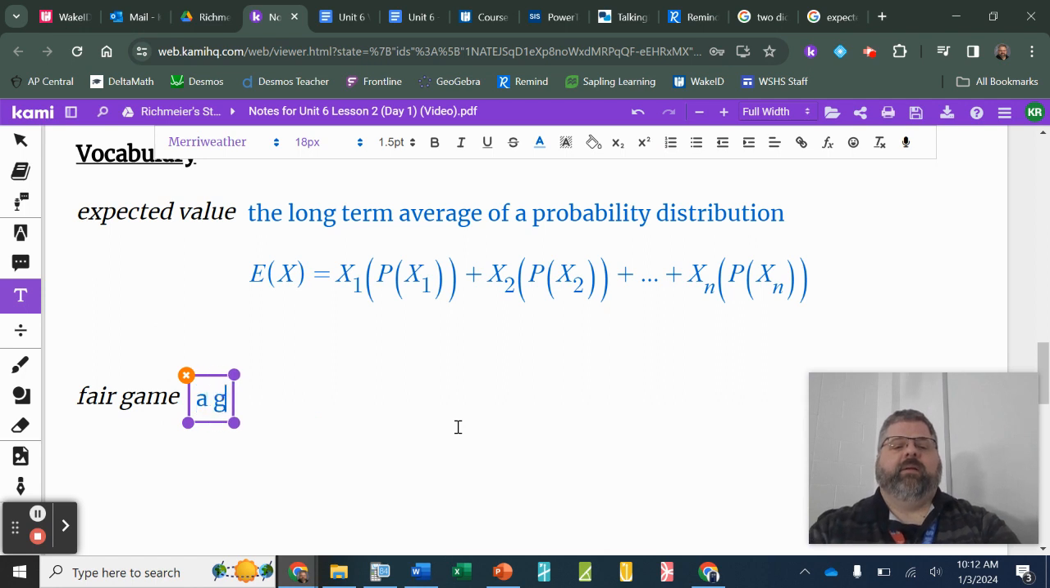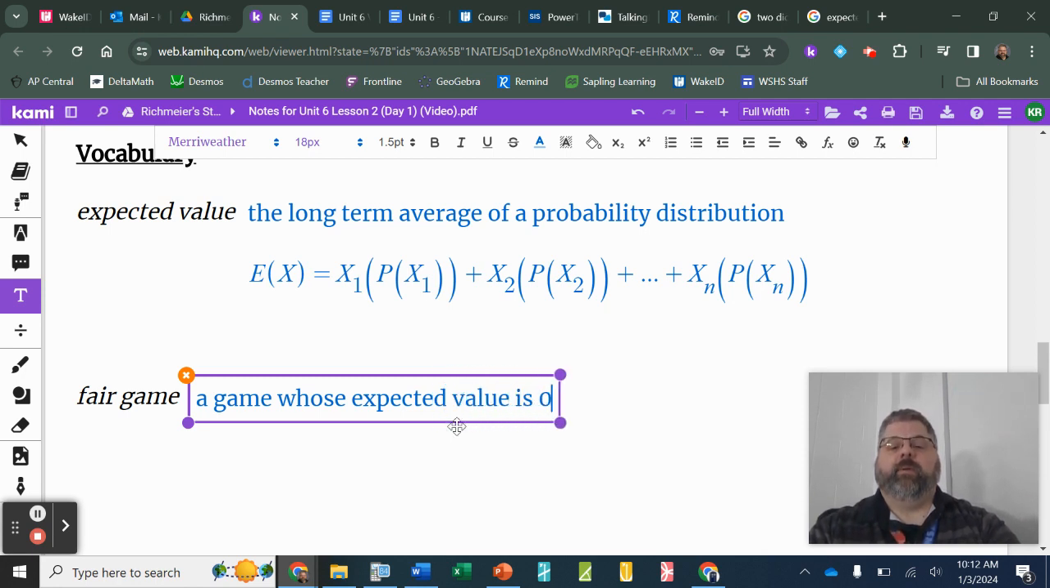Now, a fair game is a game whose expected value is 0. Okay, so a fair game is a game where its expected value is 0, meaning in the long run, your average for winning or losing is 0. You're not winning anything on average, and you're not losing anything on average. And a lot of times we're going to be asked to find the value that makes the game fair. Like, how much should I pay to play the game to make it fair?